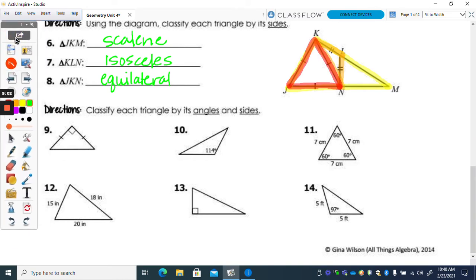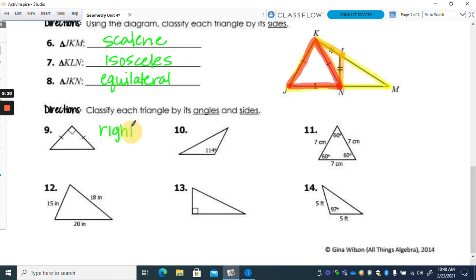Now the directions for numbers 9, 10, 11, 12, 13, and 14 want us to classify each triangle by its angles and its sides. So number 9, if I'm classifying by its angle, what kind of triangle is this? It's a right triangle. And if I'm classifying it by its sides, it is isosceles. Number 10, if I'm classifying it by its angles, it is obtuse. And if I'm classifying it by its sides, it is scalene.